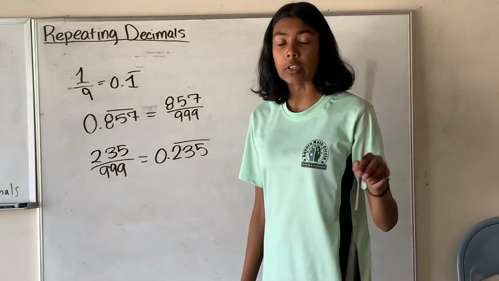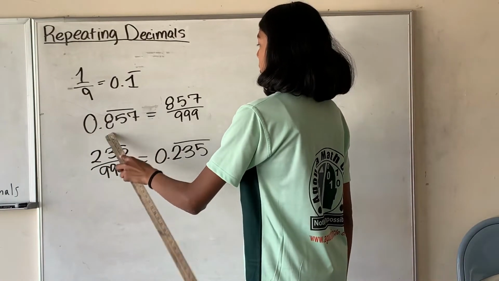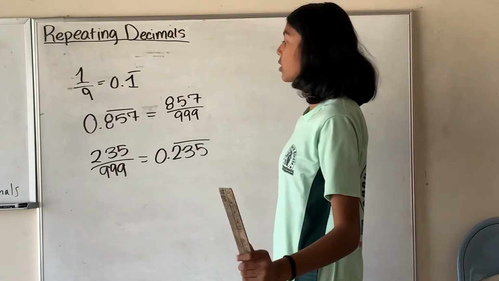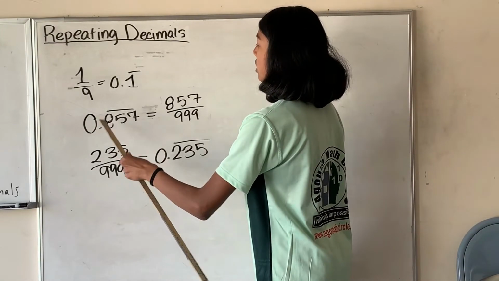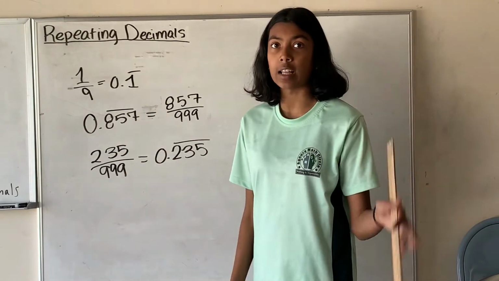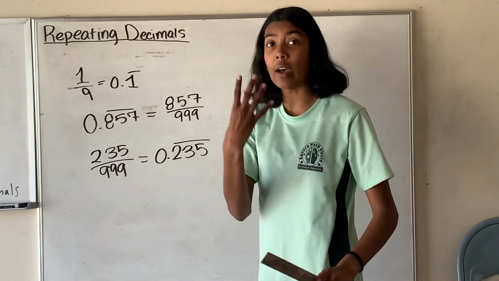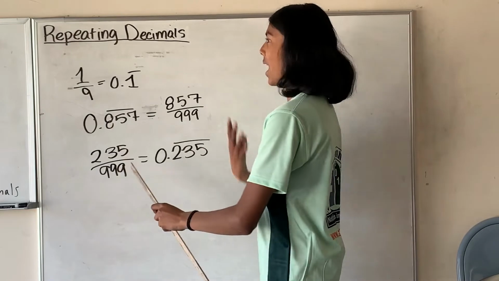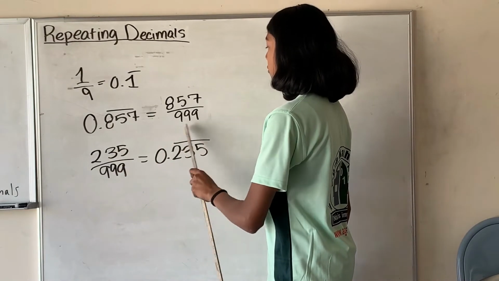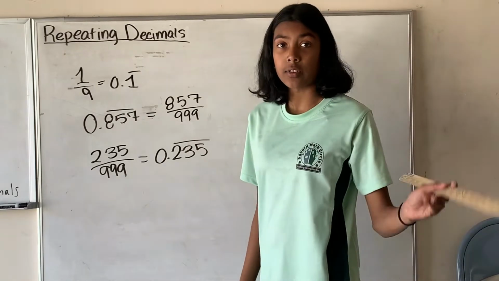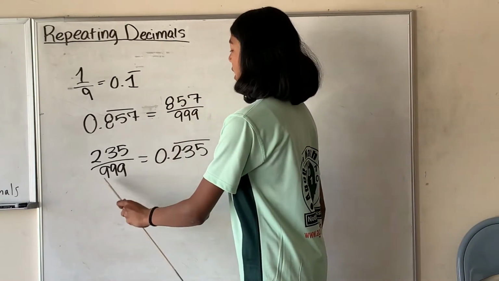That might be a bit confusing, so let's try another example. If you have 0.857 repeating, and you want to turn it into a fraction, what you're going to do is take the repeating part, which is 857, and you're going to put it over the same number of 9s that it has. For example, if it was 0.8571, you would put it over 4 9s. But since there's only 3, you're going to do it 857 over 999 and simplify it if necessary. But it's not necessary.